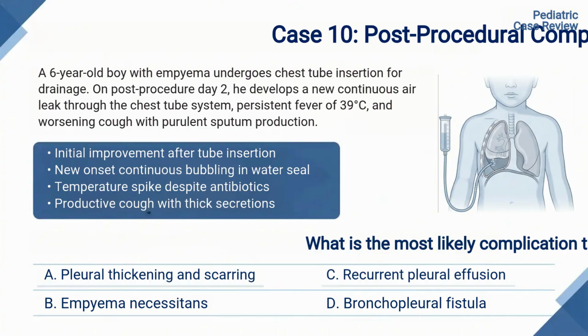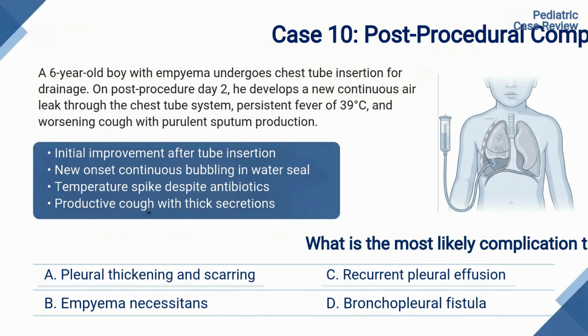Case 10. A 6-year-old boy with empyema undergoes chest tube insertion for drainage. On post-procedure day 2, he develops a new continuous air leak through the chest tube system, persistent fever of 39 degrees Celsius, and worsening cough with purulent sputum production. Initial improvement after tube insertion was followed by new-onset continuous bubbling in the water seal, a temperature spike despite antibiotics, and productive cough with thick secretions. What is the most likely complication that has developed?